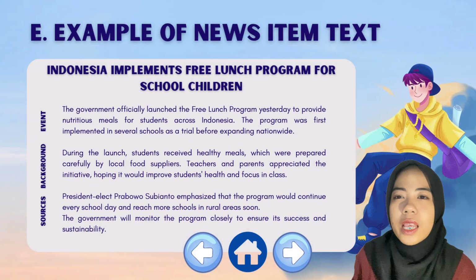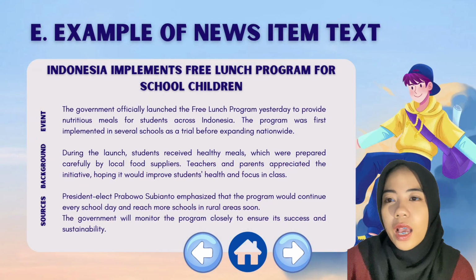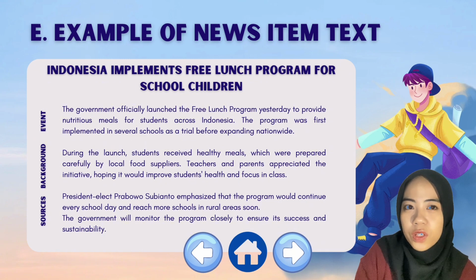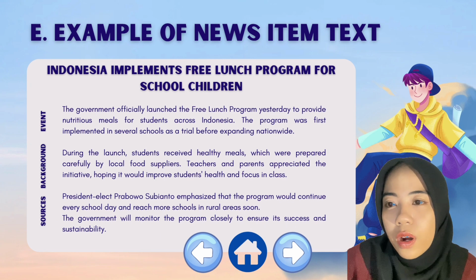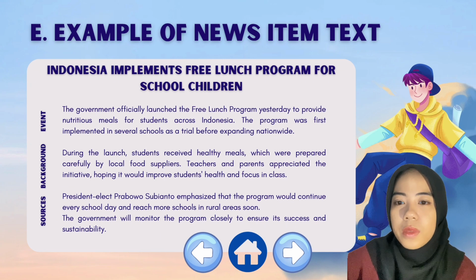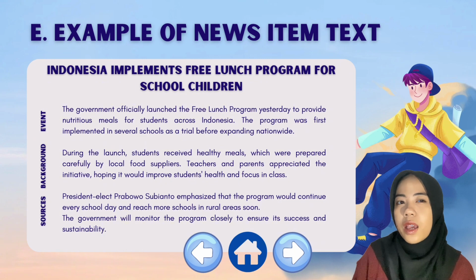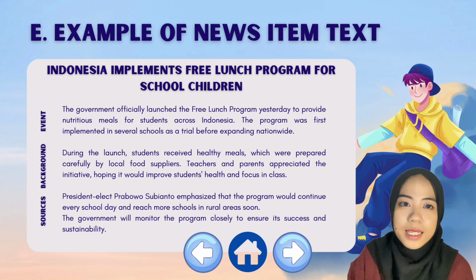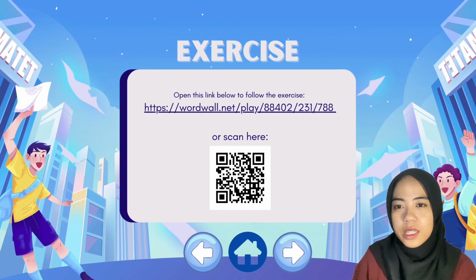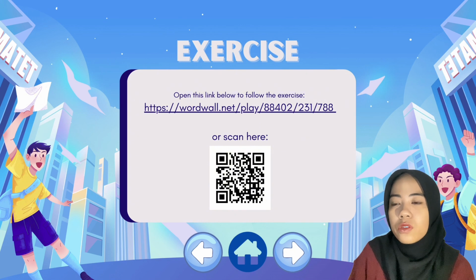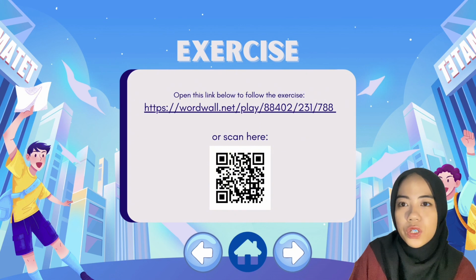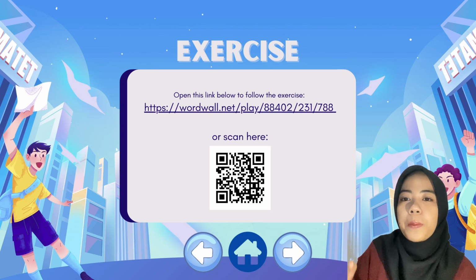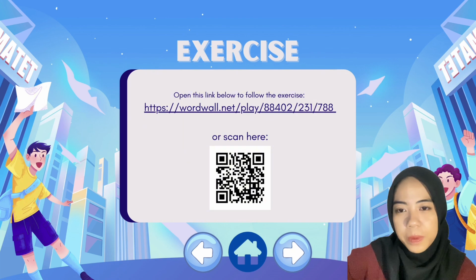The next slide is an example of news item text. The example is entitled Indonesia implements free lunch program for school children. In this example, there are event, background, and sources. So you can read the example and try to analyze the language features. The next is the exercise. After we learned about the definition, generic structure, and language features, you can access the exercise by the link or by scanning the code in the PPT.